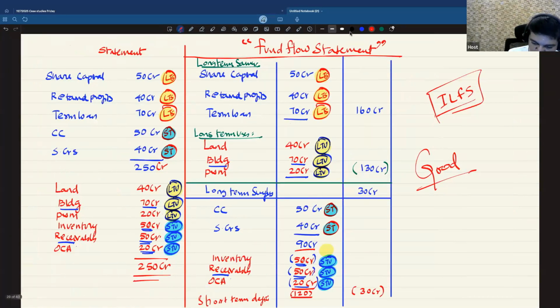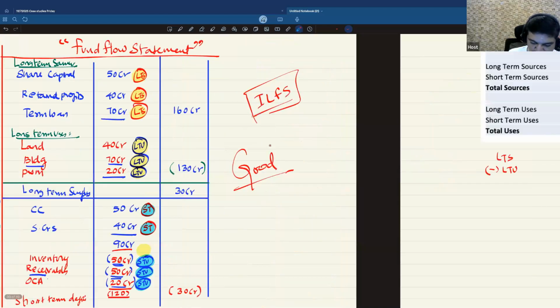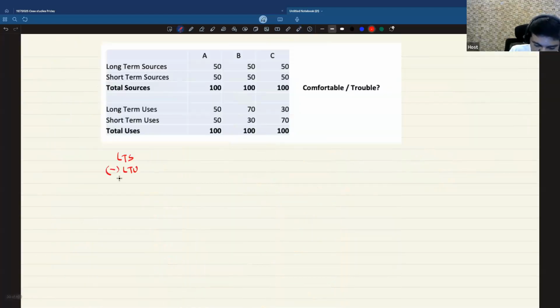Okay. What does the fund flow statement teach us? You have to compare the long-term sources with long-term uses. So let's write it in that way, so we will know whether there is any surplus or deficit. Then we have to compare the short-term sources with short-term uses. Then we will know whether there is any surplus or deficit on the short-term front.